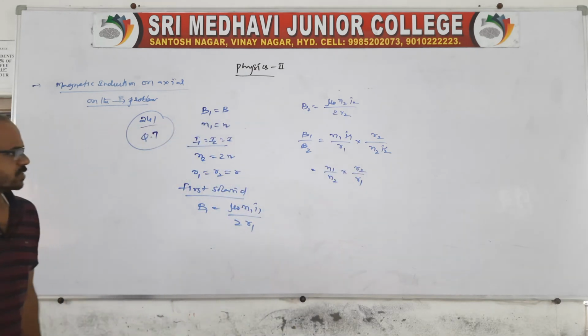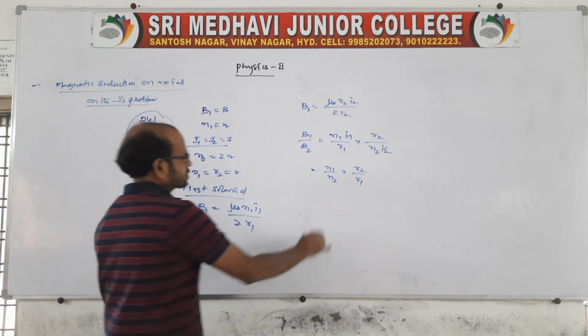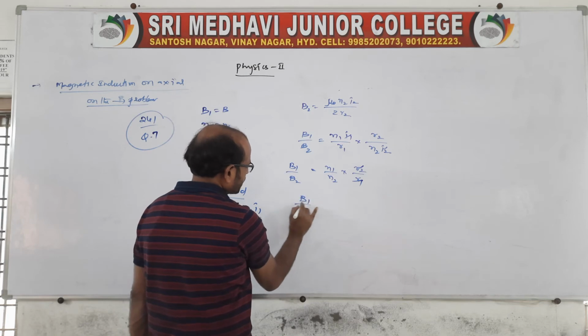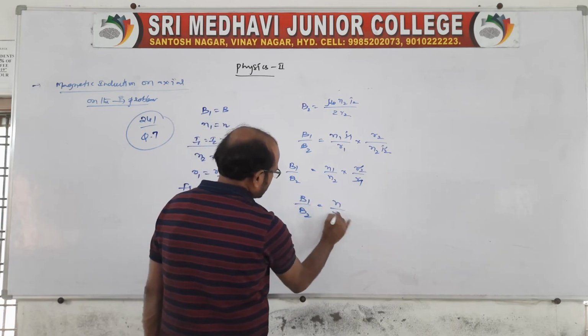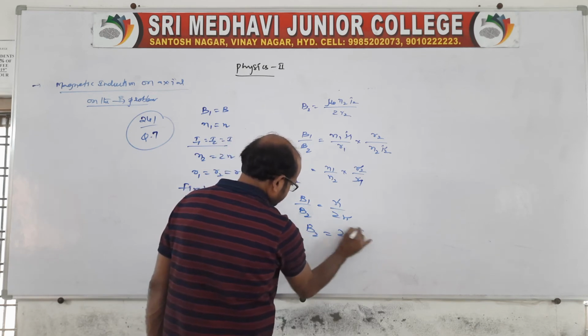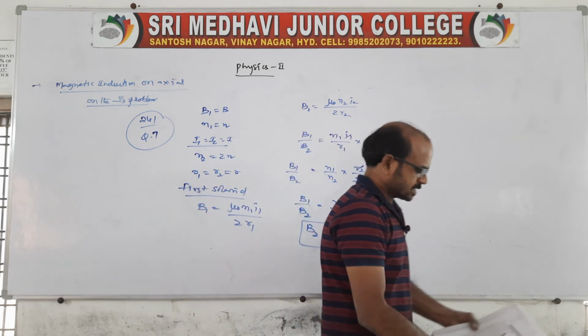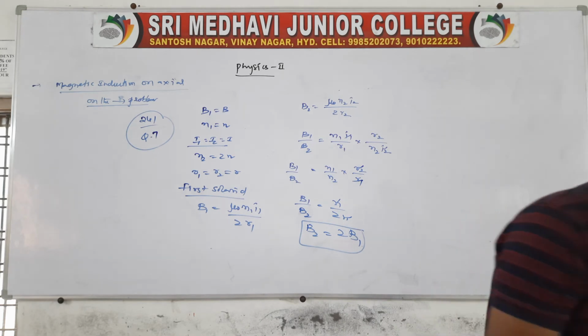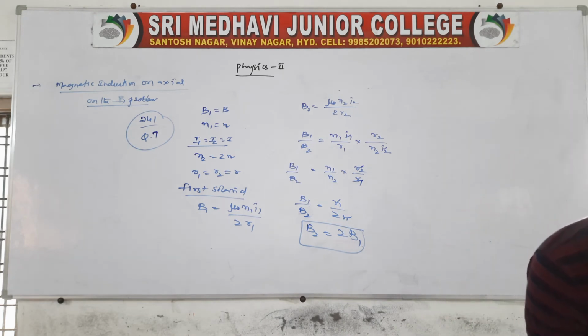Yes, R also cancels because the terms are similar. What is left now? B1 by B2 is equal to N by 2N. So B2 is equal to 2 into B1. So this is the way to do the problems. These two problems are actually related to moving charges and magnetism questions only.